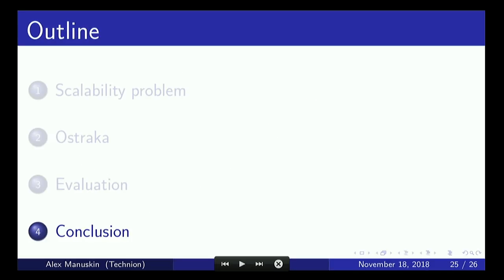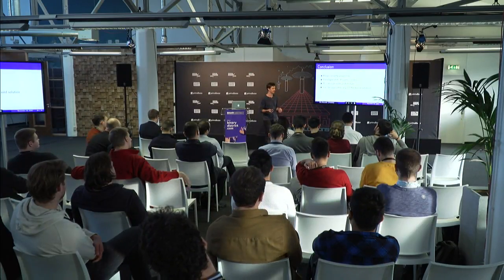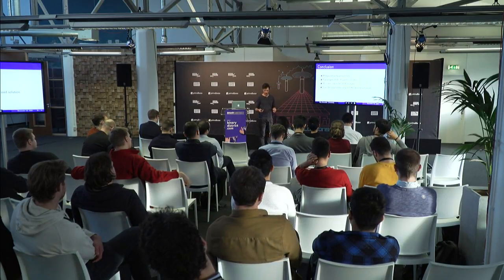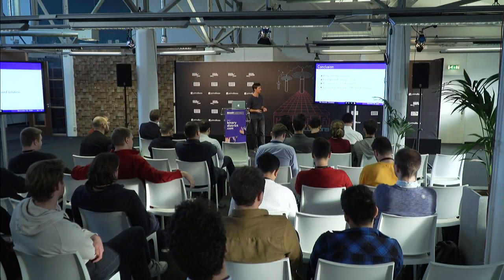Okay, so let's conclude. We wanted to build a system that keeps the security properties of existing solutions. We say, okay, let's look at sharding a bit differently, not by sharding the blockchain itself, but by making it possible to build nodes that can scale out as the network throughput demands it. So we are not telling everyone, let's replace your hardware, but you can add more hardware and still be able to process as many transactions as you need.